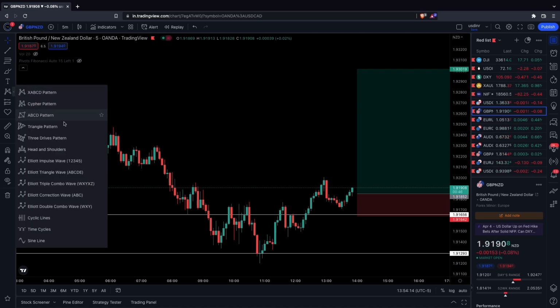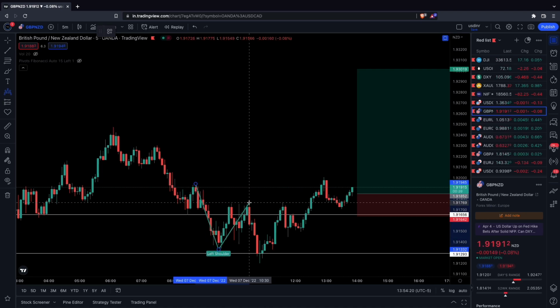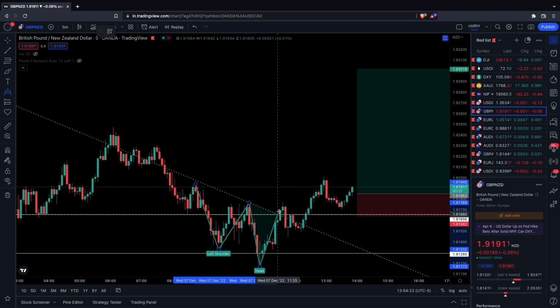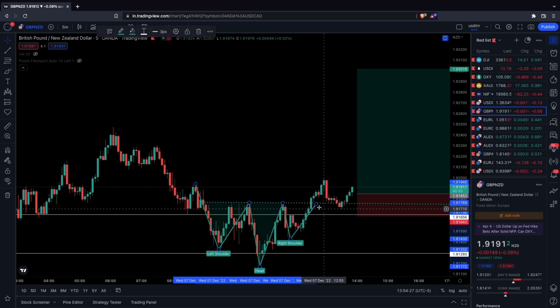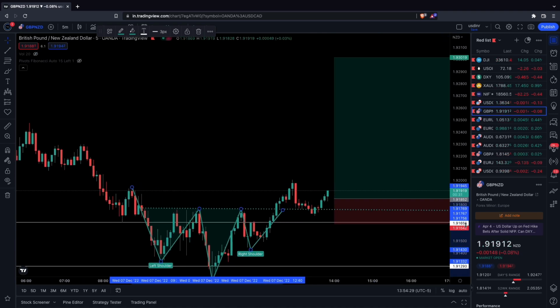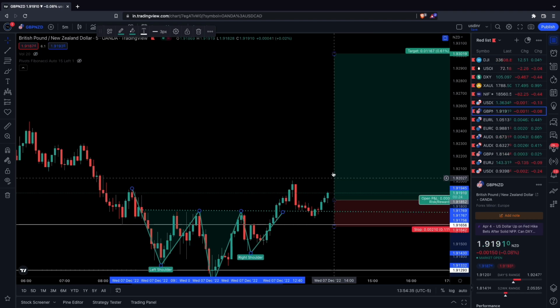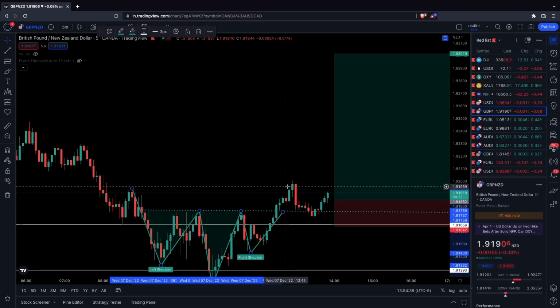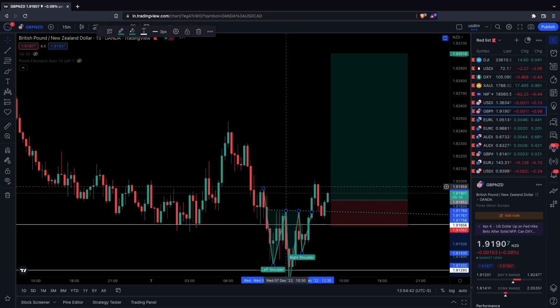So let me just take the tool and draw the inverted head and shoulder. This is the left shoulder, you have the head, and this is the right shoulder. And what happened over here? The price broke out, it came back, it retested, and it is continuing its journey back up, right? I'm not going to trade on the 5-minute time frame on this particular chart. I'm trading on the 15 minutes. So let's just move back to 15 minutes. Okay, so we're back to 15 minutes.